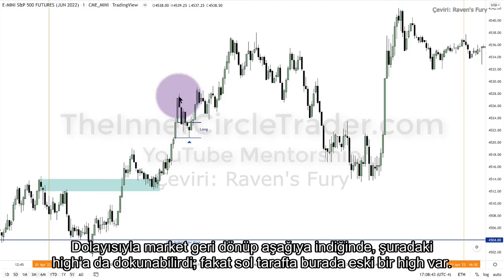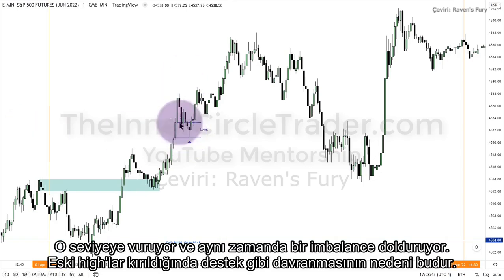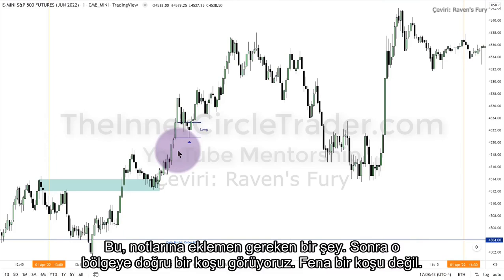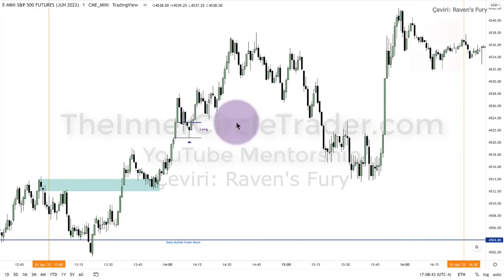So if the market comes back down in and touches, it could have touched this high here, but there's an old high to the left over here. You'll see it. It trades down and hits that, and it also fills in an imbalance. When you have that, old highs broken will act as support. So there's something for your notes. Then we have the run up into that area. So it's not a bad little run.